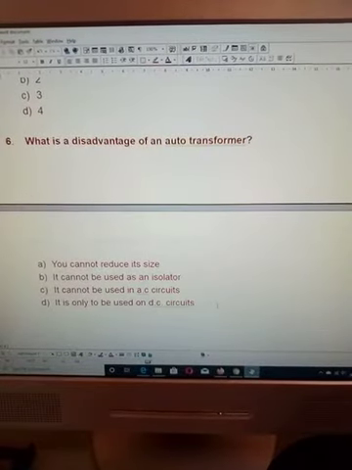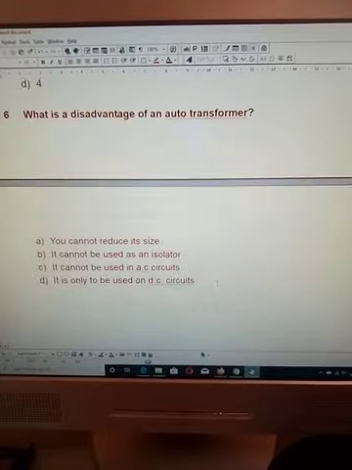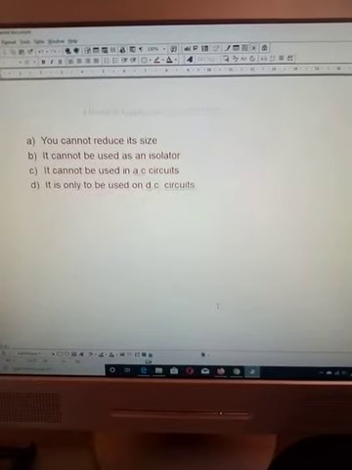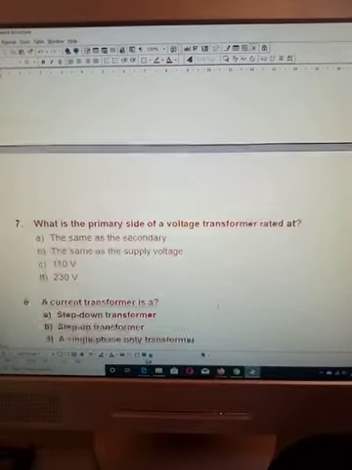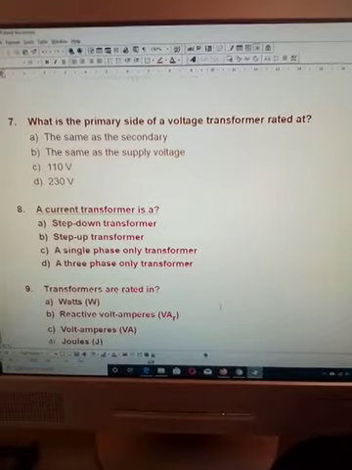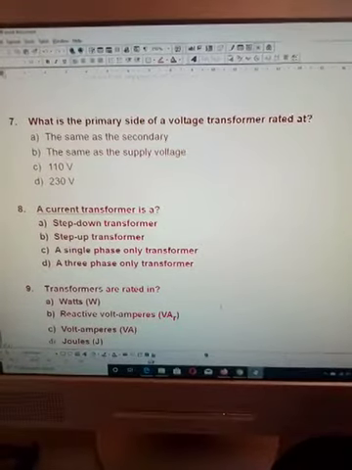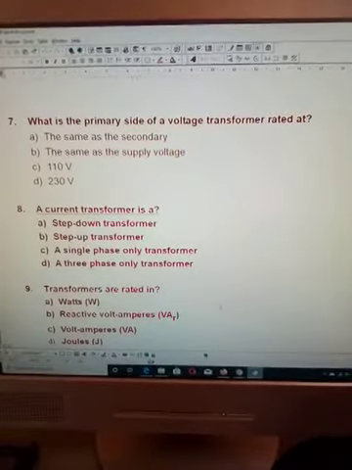What is a disadvantage of an auto transformer? Okay, decide for yourself. Look at it. And if you're fortunate enough, you would have it given to you by handout. Now, what is the primary side of a voltage transformer rated at?